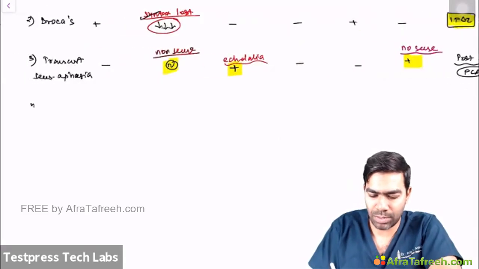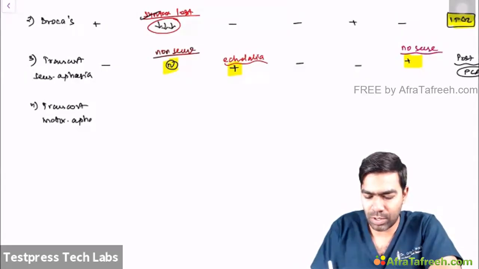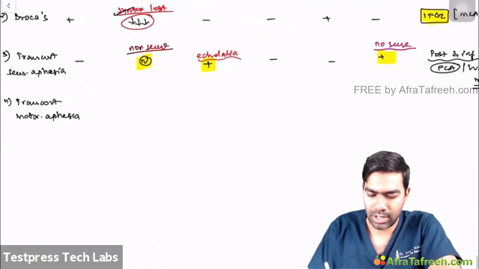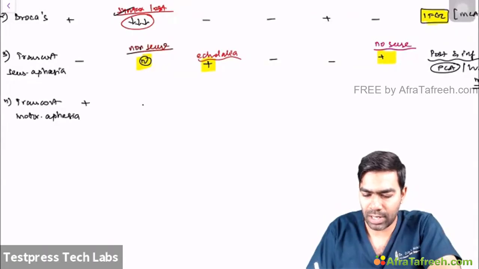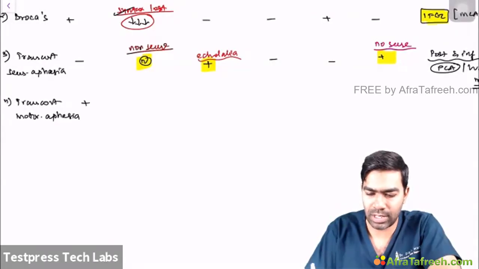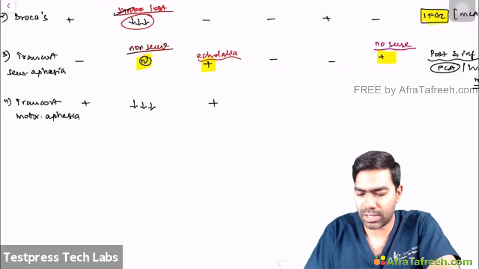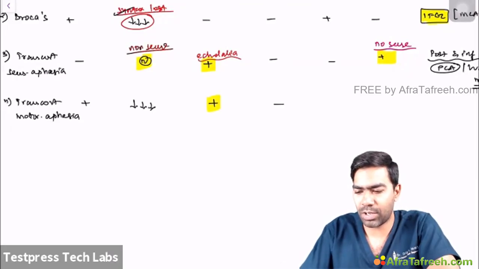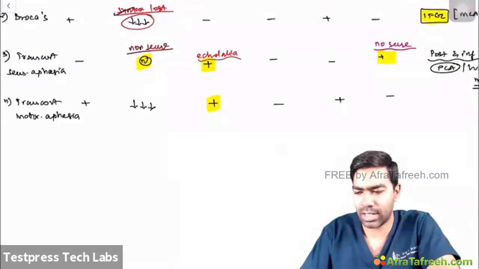Then the next one, which will be much easier for you to understand, is transcortical motor. So I'm not going to show it now. You are going to tell me what the features are, because it's the higher area on the other side, on the Broca side. So the comprehension will be there, but fluency will be seriously impaired because it's an expressive area, and the repetition will still be there because it's a transcortical area. Higher center will not affect the repetition. And of course, naming will not be there. Reading is possible, but writing is seriously impaired.